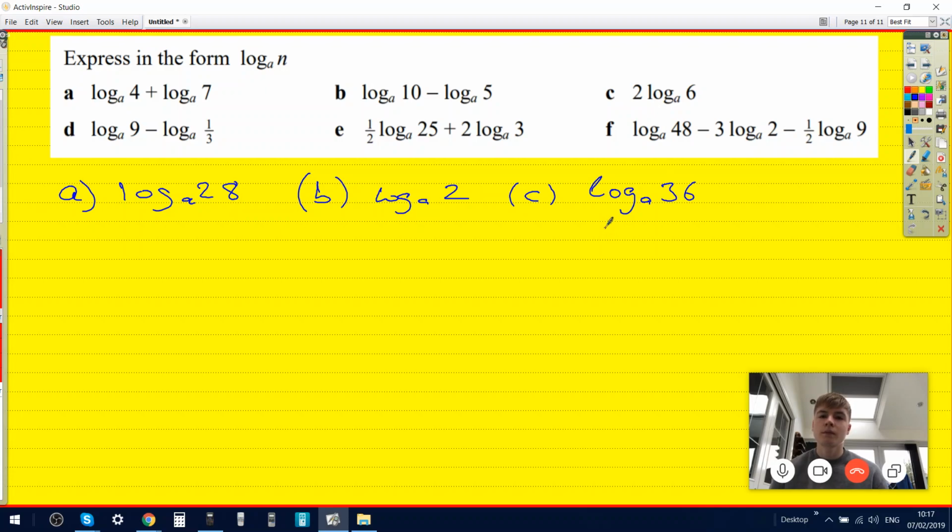How would you do E? Half log A 25. Do you move the half to the top of the 25 first? Yeah. 25 to the power of a half is 50. What, sorry? What's 25 to the power of half, sorry? 25 to the power.